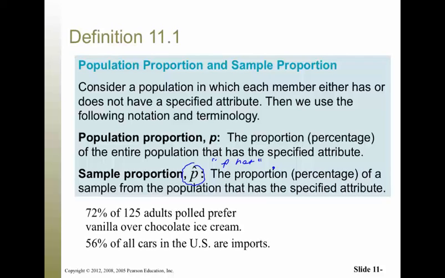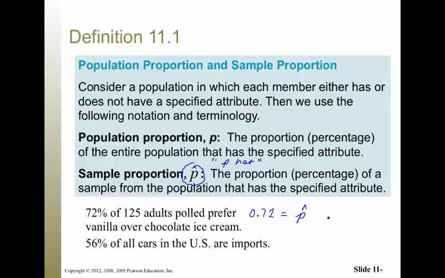Okay, so let's practice that. 72% of 125 adults polled prefer vanilla over chocolate ice cream. So 0.72. Is that a value of P or a value of P hat? I have one vote for P hat. What do you think? People are nodding. That's right, because this is a proportion of a sample, so that would be a P hat.